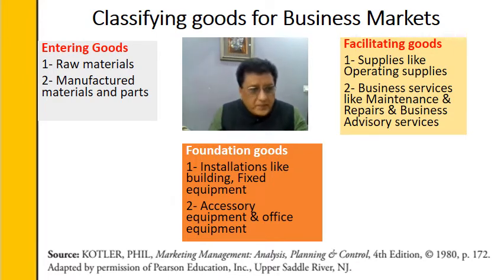If you are in the office, you need paper to write on, you need paper to print. Of course, many offices will go paperless, but some offices still need paper for statutory compliances and what have you. You need ink. If you are running a machine, the machine comes under foundation goods, but you will need oil for the machine, right? And you will need fuel for the machine. So these are operating supplies, like lubricants, like paper, or items used for maintenance and repair.